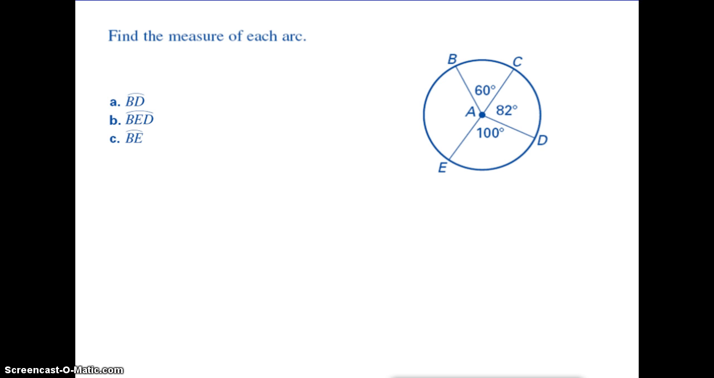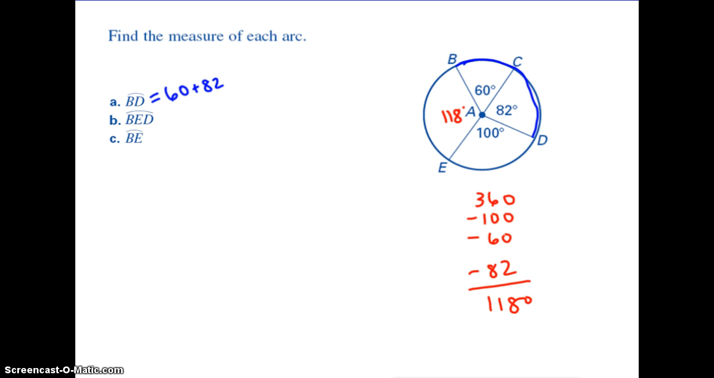Alright, pause here and give this second example a try for yourself. Alright, so hopefully you can check your answers, see what you did.